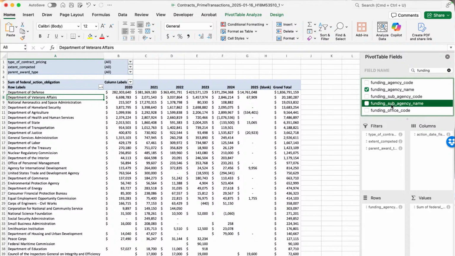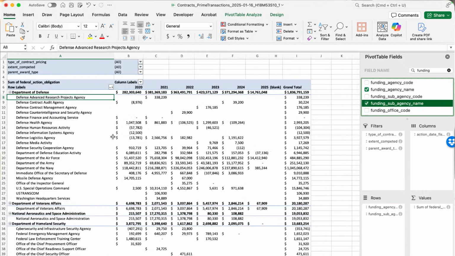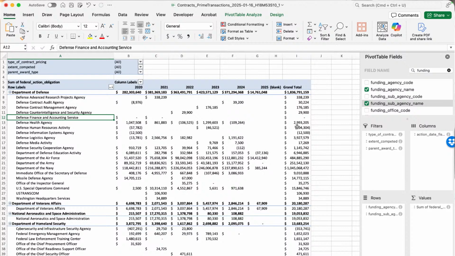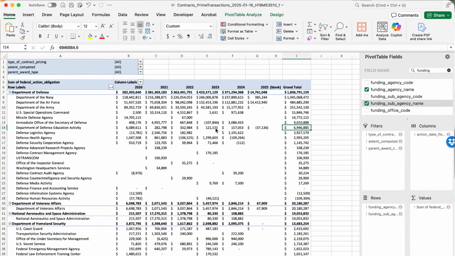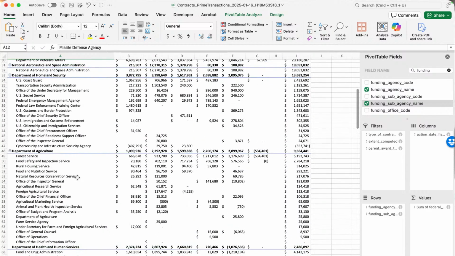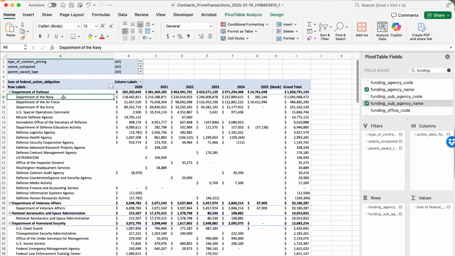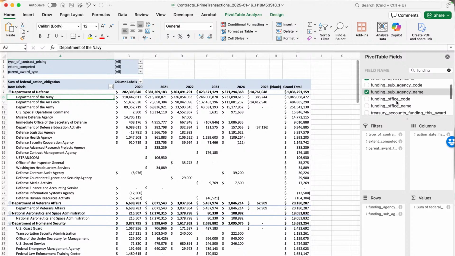So next, find funding sub-agency name, put that in, and now we can see, okay, great. This broke down each of the agencies based on which of their sub-agencies is doing the spending. In this case, we can see that within the DoD, the Navy is the biggest spender, second biggest is the Air Force, Army, on down the line, and it also breaks out all the other agencies. But as you're probably aware, the Navy is still a huge place.